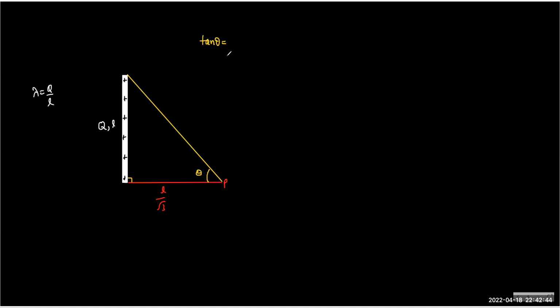Sir, I'm getting root 3 by 2 k Q by L square, sir. Okay, correct. So the theta terms are how much? This is 1 by root 3, 60 degree. Yes, sir. So EP we can write the maximum, 2k lambda by d sine 30 degree, correct? Yes, sir. This is k lambda by L by root 3, because sine 30 is half, cancel. So root 3 k Q by L square, correct? This is the answer. Yes, sir.